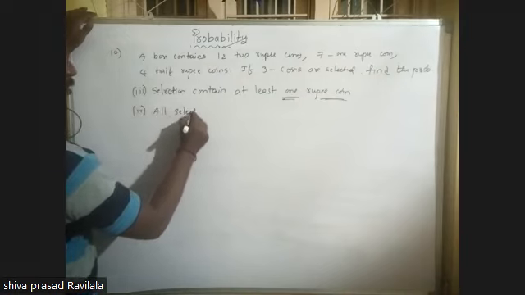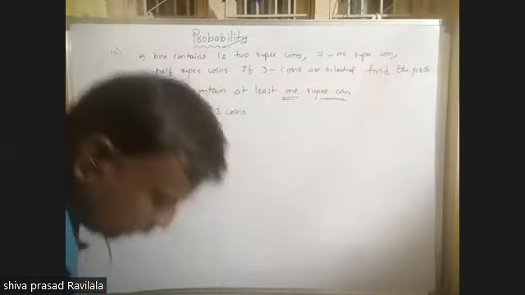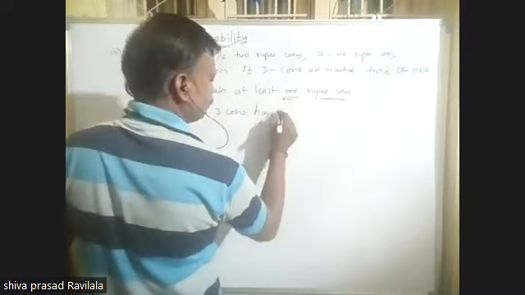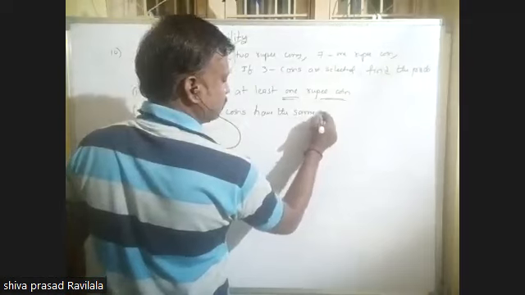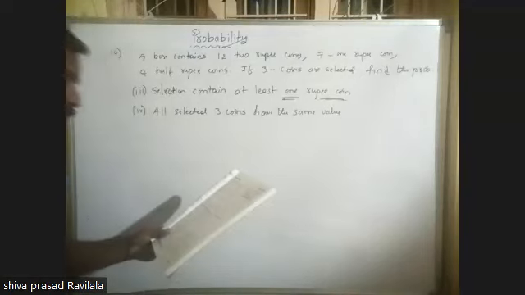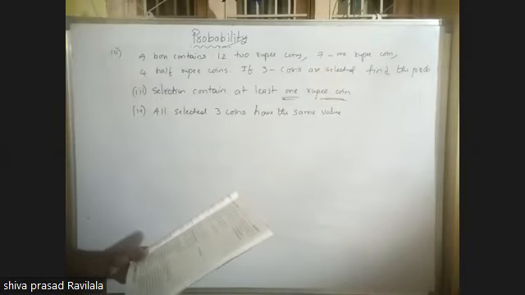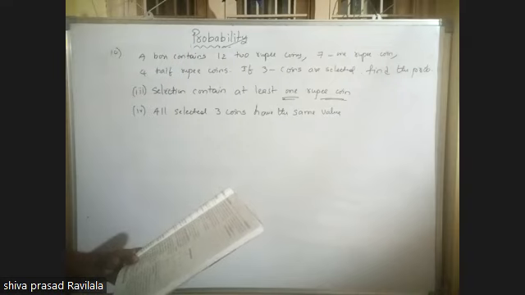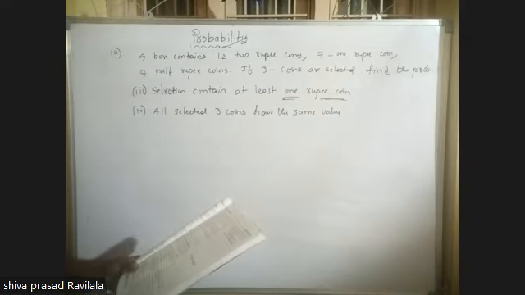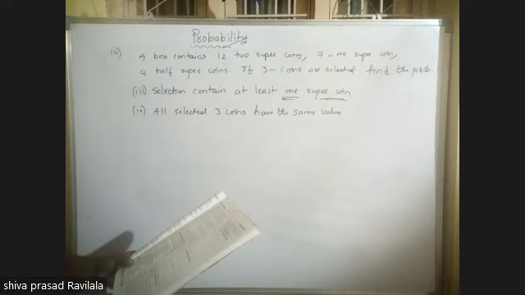All selected 3 coins have the same value. Can anybody tell first, what is N of S? Total how many coins? A box contains 12 2-rupee coins, 7 1-rupee coins, and 4 half-rupee coins. If 3 coins are selected randomly, find the probability that the selection contains at least 1 rupee coin.